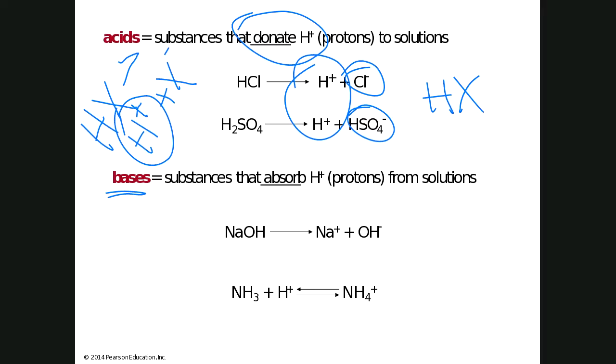Look at the second example first. That'll make more sense. Ammonia, NH3, is a proton acceptor. It's a base. And what it does is it'll take a proton and make an ammonium ion. That's what that's called. It's an ammonium ion. All right.